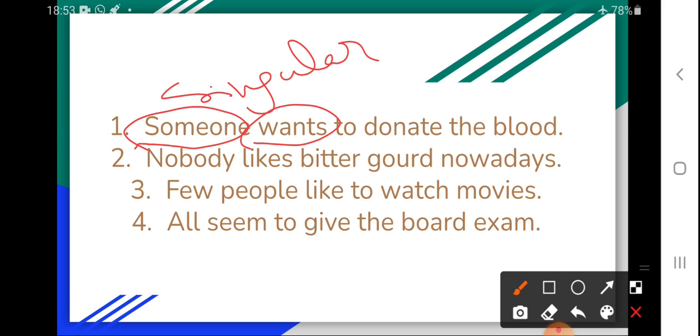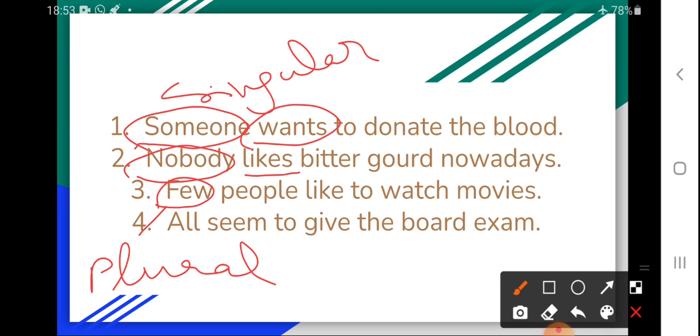Someone wants. Nobody is again singular, likes. Right? Few is plural. According to the rule, few and all both are plural. You provide a plural verb to them. Few like, all seem. Right? Few and all are plural. And somebody, nobody, someone, all these are singular. You provide a singular verb. Okay, students?